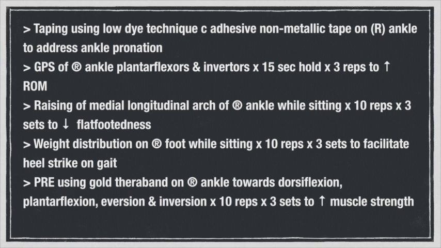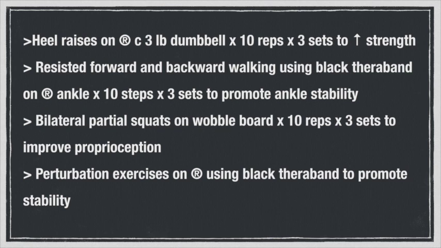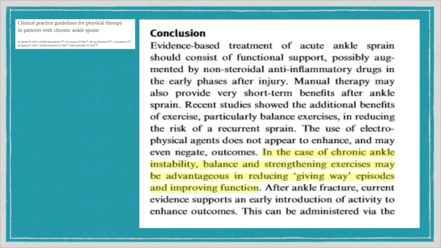PRE using gold TheraBand on right ankle towards plantar flexion, eversion, and inversion times 10 reps times 3 sets to increase muscle strength. Heel raises on right with 3-pound dumbbell times 10 reps times 3 sets to increase strength. It was observed that PREs are done towards all movements despite grade 5/5 of dorsiflexors and invertors. It was done to increase the stability of the ankle.